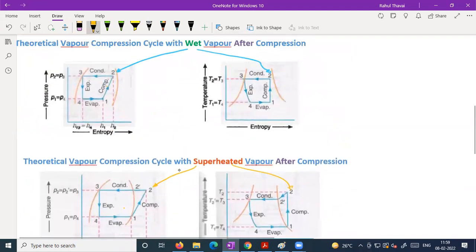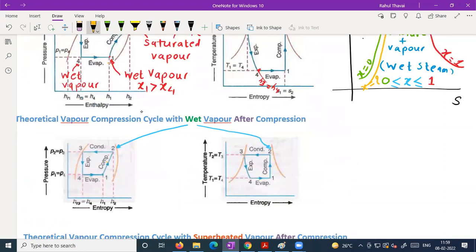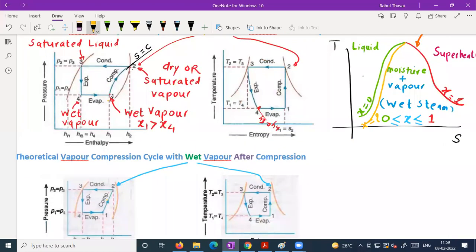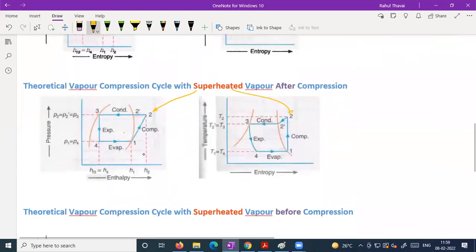But see, one major change you can observe here. Earlier, point number one was inside the wet region. But here, you can see point number one is different, because I want the steam to be superheated. If you want it to be superheated, initially it has to be dry. So point number one is dry. Until and unless you make it dry, the steam will not be superheated.